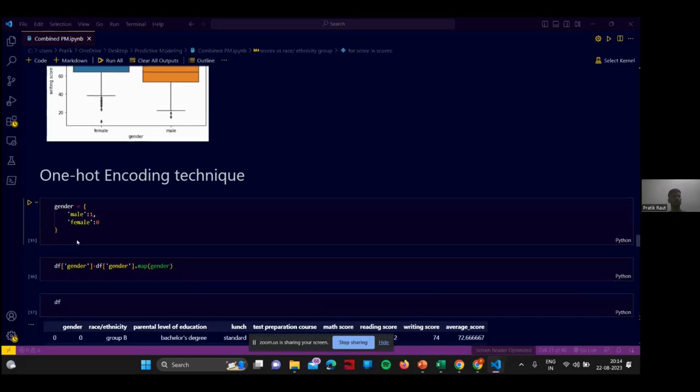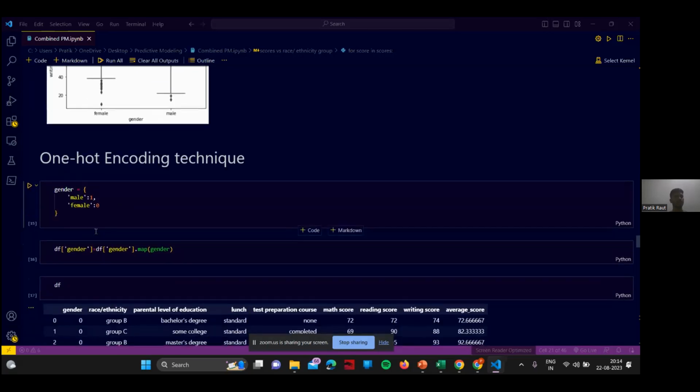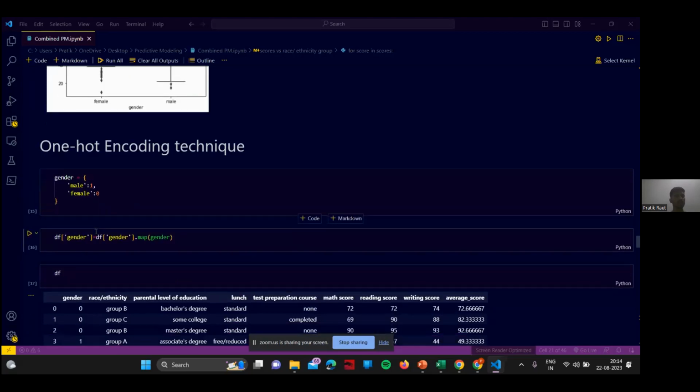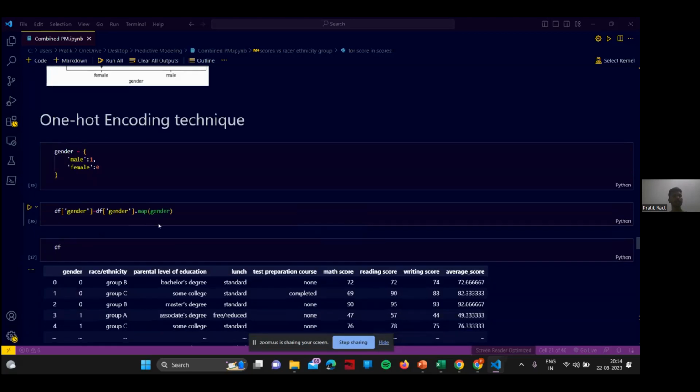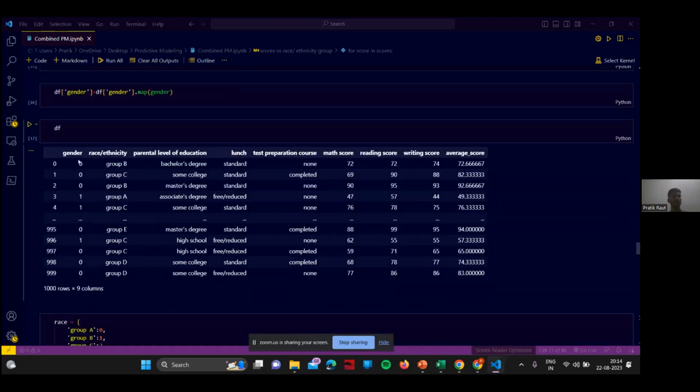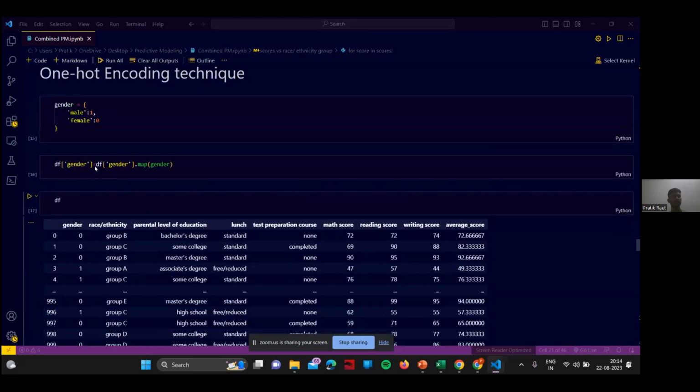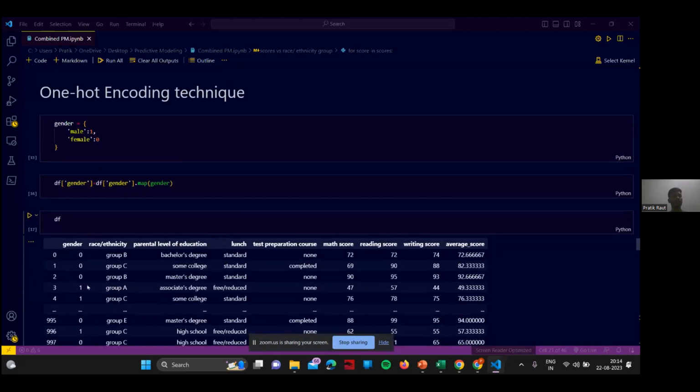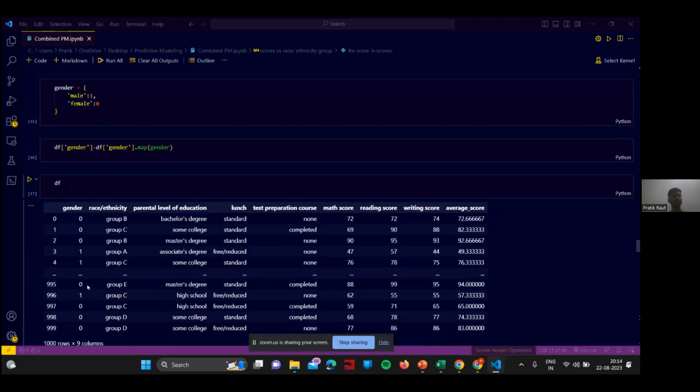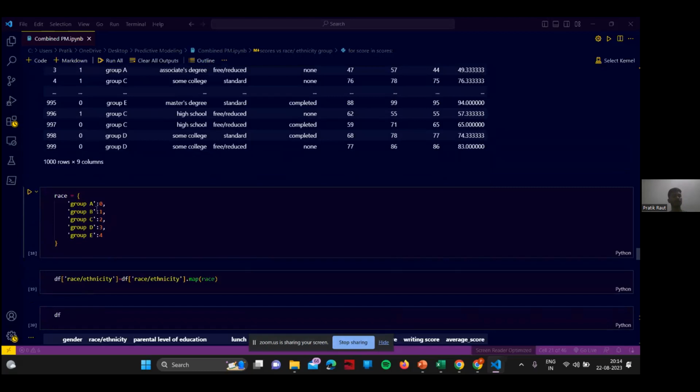Male is considered as a 1 and female is considered as a 0. Then we have the mapping. Here we can see that for gender, male is 1 and female is 0. We also do the same with group 1, group 2, group 3, A, B, C and D, 0, 1, 2, 3, 4. Here we also do the encoding technique with the race level and the master degree.